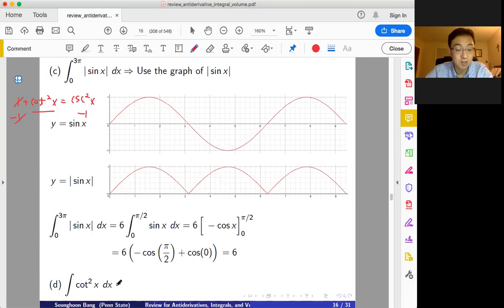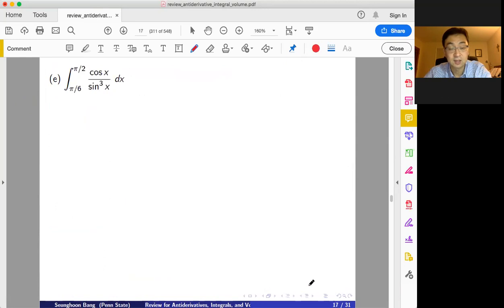You can change it to the integral of cosecant squared of x minus 1 dx. So what's the integral of cosecant squared? The integral of cosecant squared is negative cotangent of x. The integral of 1 is just x plus c. This is the answer of D. So like this, the E.